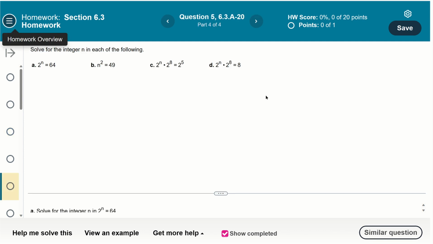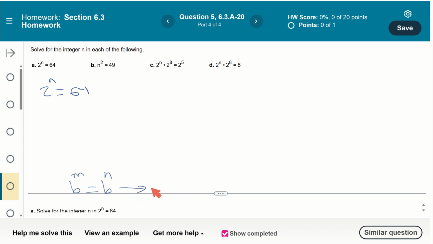All right, so next we have some equations we want to solve. So let's look at that first one. 2 to the power of n equals 64. If we can get both sides to have the same base, like if you have b to the m equals b to the n, then you can say, oh, m must equal n, right? So that's the principle we're going to use.